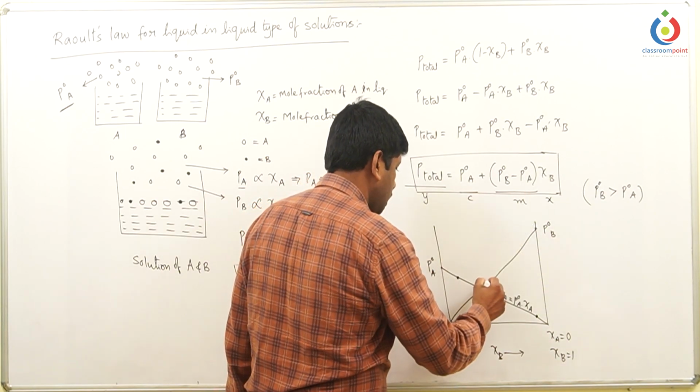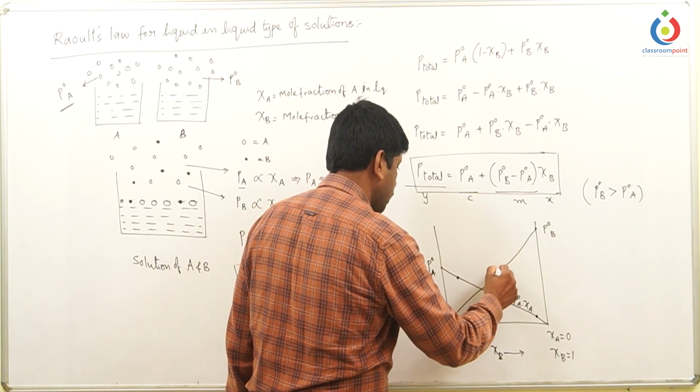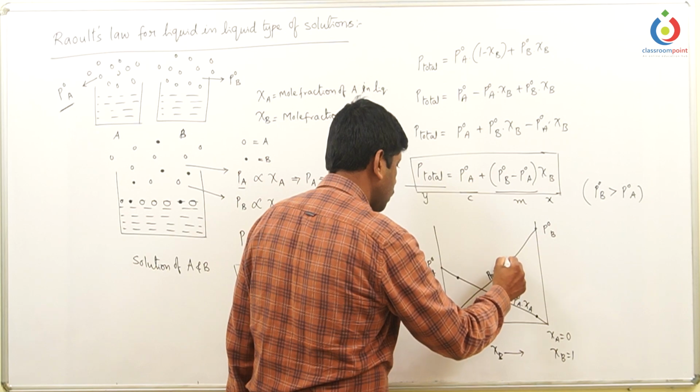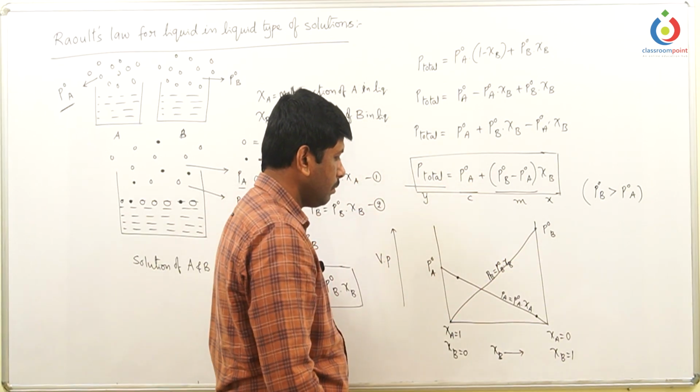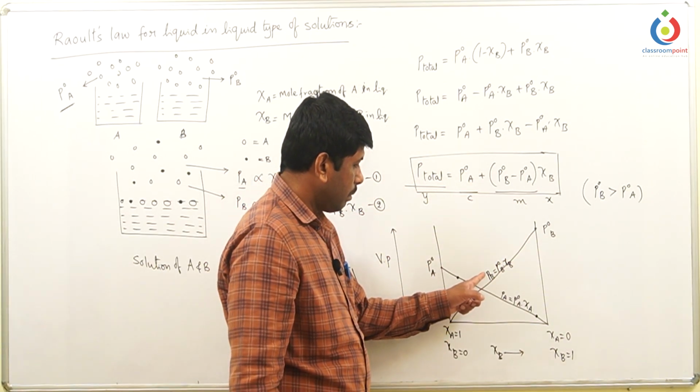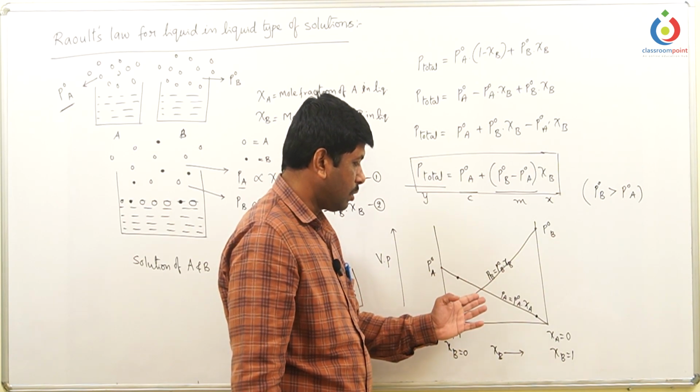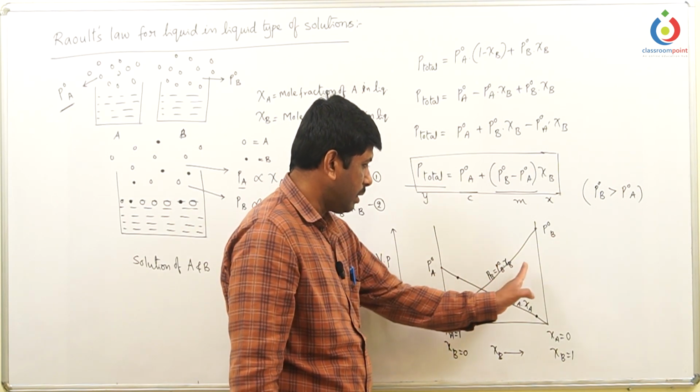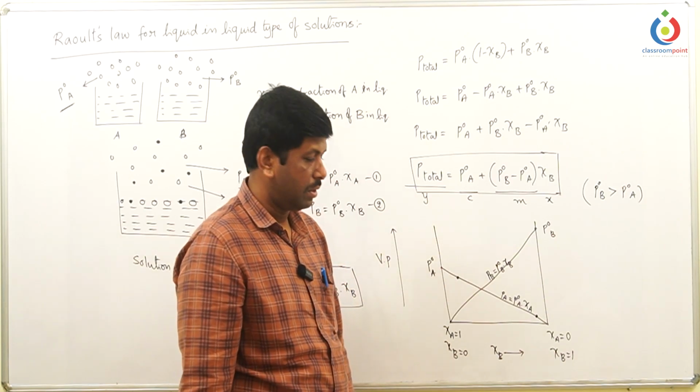Now this is called PB, which equals P naught B into mole fraction of B. Why? Because now B is not only present, A is also present along with B. That is the reason why between these two lines we have to call it a solution.